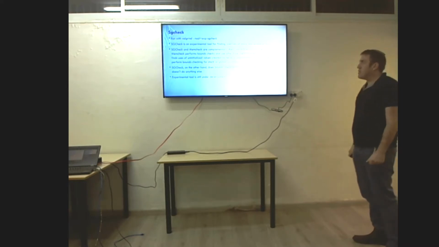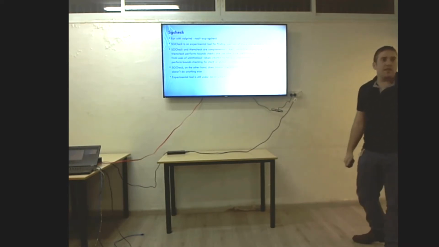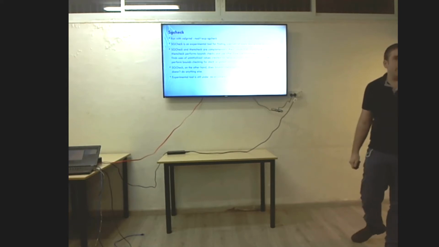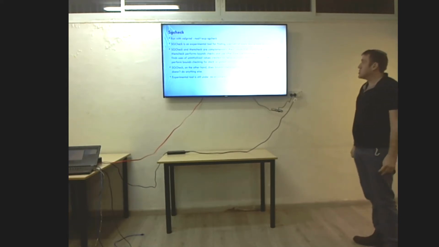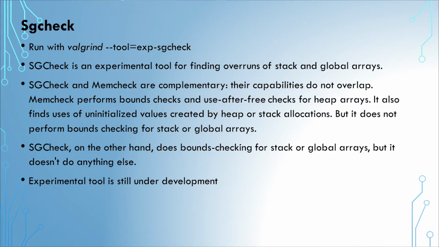So now we'll talk about the lesser known tools in Valgrind. We'll start with SGCheck. SGCheck is an experimental tool that finds overruns on stack and global arrays. What we just said that Valgrind doesn't know how to find, this one does. This tool is not perfect, it's experimental, with an explanation of how it does it. It won't find everything, but it's better than nothing.